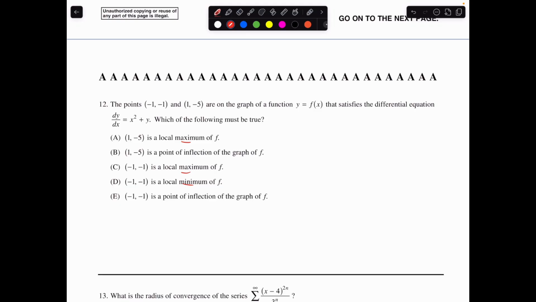Because in order for it to be a local extrema, dy/dx has to be 0. All right. Strategically, you know what I'm gonna do? It seems like most of the choices are (-1, -1). I'm actually gonna plug that one first.